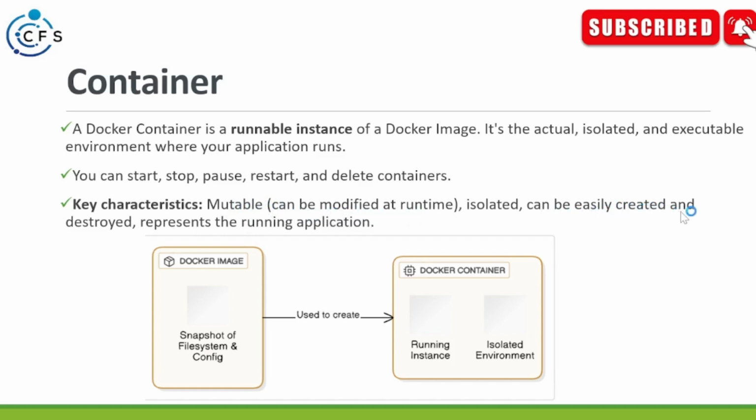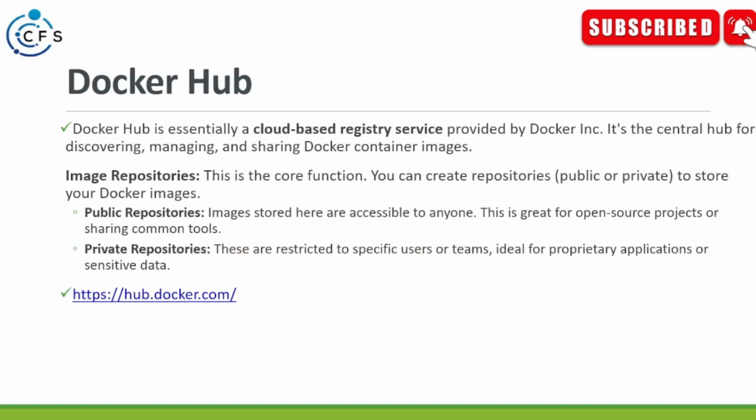They can be easily created and destroyed, representing the running applications. So this is my Docker image, this is my container. A Docker image is used to create the container. That is the core difference between a Docker image and a container. I will quickly move to my next topic, Docker Hub.